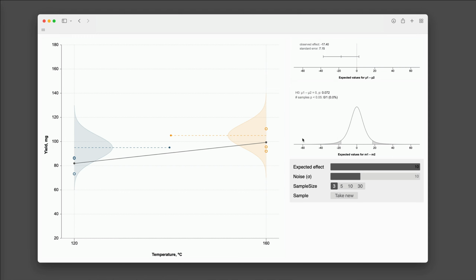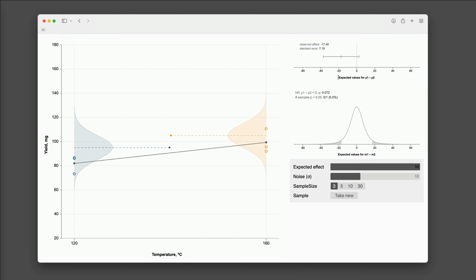There are many things that influence this type of error. First of all, it's how big the effect is. The bigger the effect, the less chance that you will not be able to observe it. Then, how big the noise is. In this case, noise will influence this percent of the errors, and also how big the sample size is.